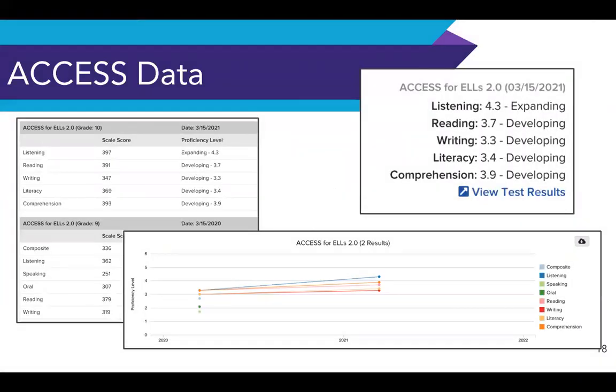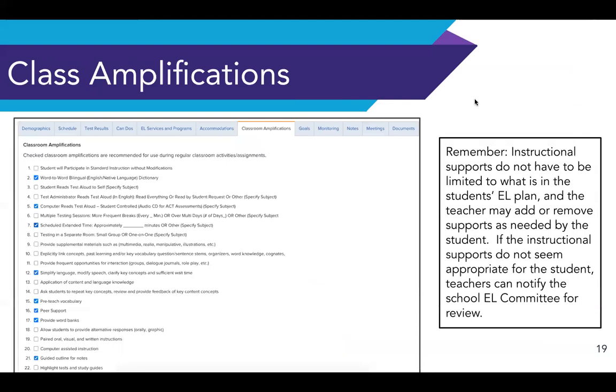Elevation also houses student data on the annual ACCESS test, which assesses social and academic language development in the domains of reading, writing, listening, and speaking. Also in Elevation, you can find information on what amplifications or language supports are appropriate for your students. Remember, instructional supports do not have to be limited to what is in the student's EL plan. The teacher may add or remove supports as needed by the student. If the instructional supports do not seem appropriate for the student, teachers can notify the school EL committee for review.